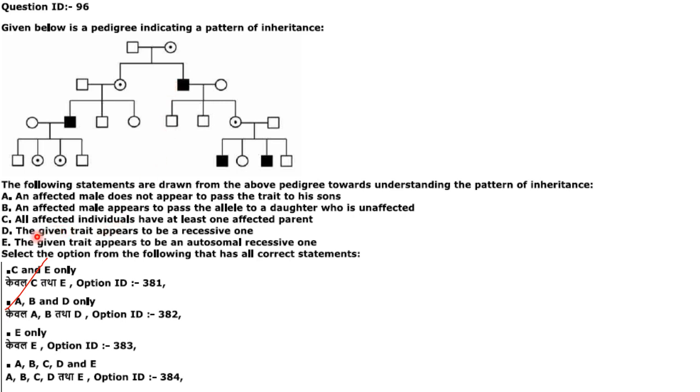The given trait appears to be a recessive one. I told you it is X-linked recessive, so naturally that is also correct. The given trait appears to be an autosomal recessive one. So that is also not correct. It is X-linked recessive one. So A, B, D are correct. So the answer is option 2.